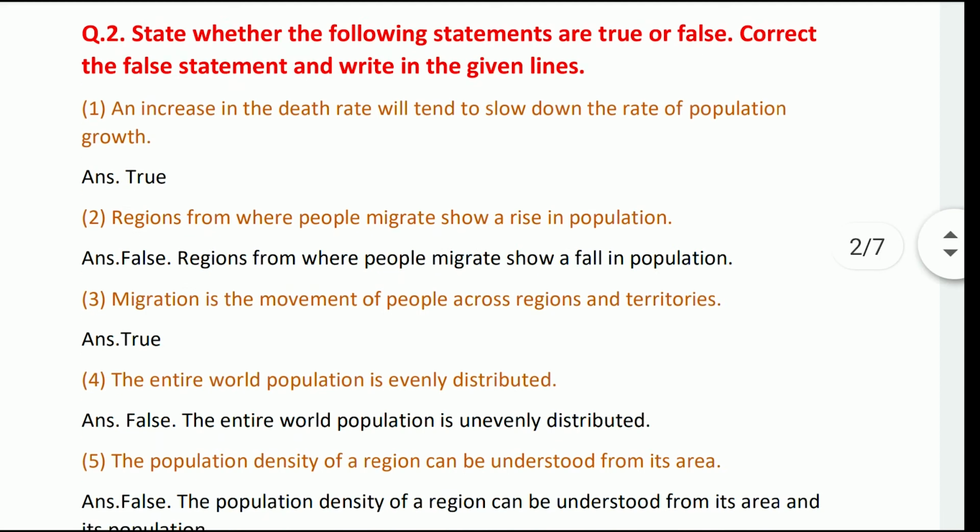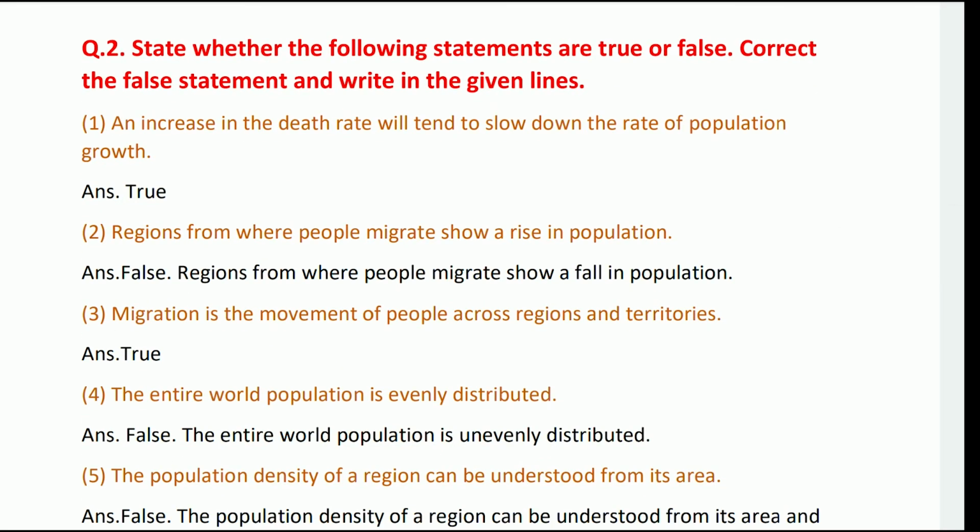State whether the following statements are true or false. Correct the false statements and write them down. The death rate will tend to slow down the rate of population growth. True. Regions from where people migrate show a rise in population. False. Regions from where people migrate show a fall in population. Migration is a movement of people across regions and territories. True. The entire world population is evenly distributed. False. The entire world population is unevenly distributed.